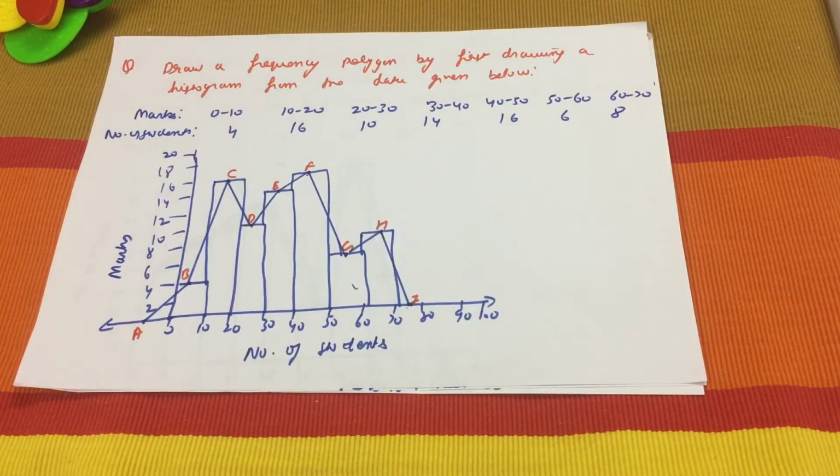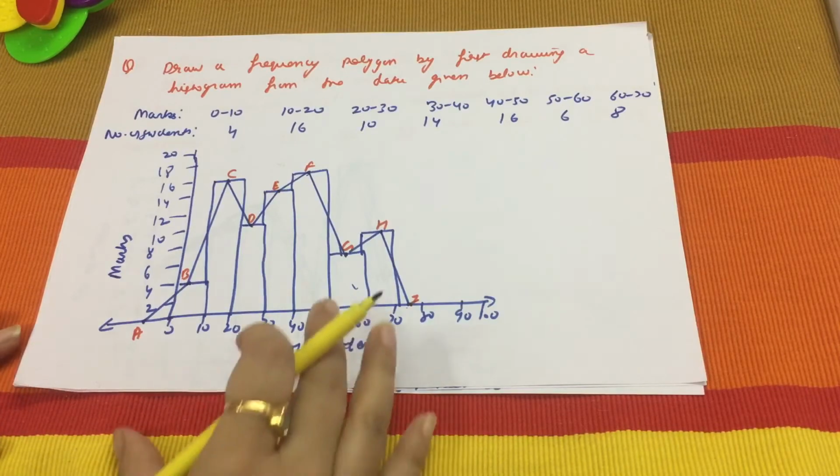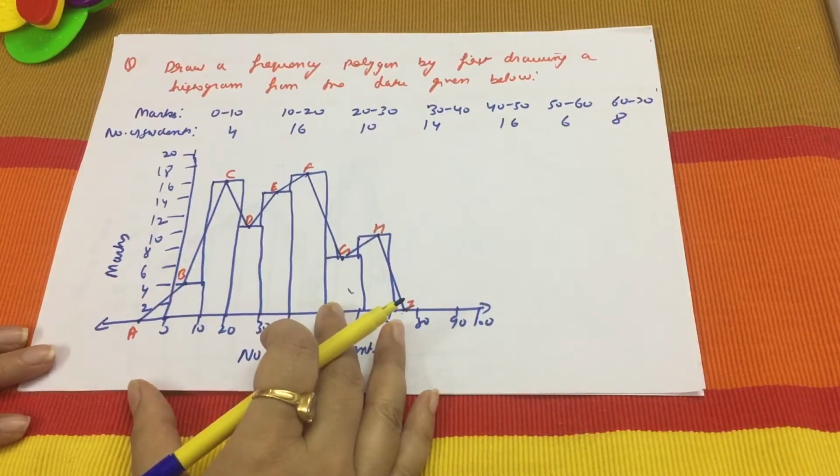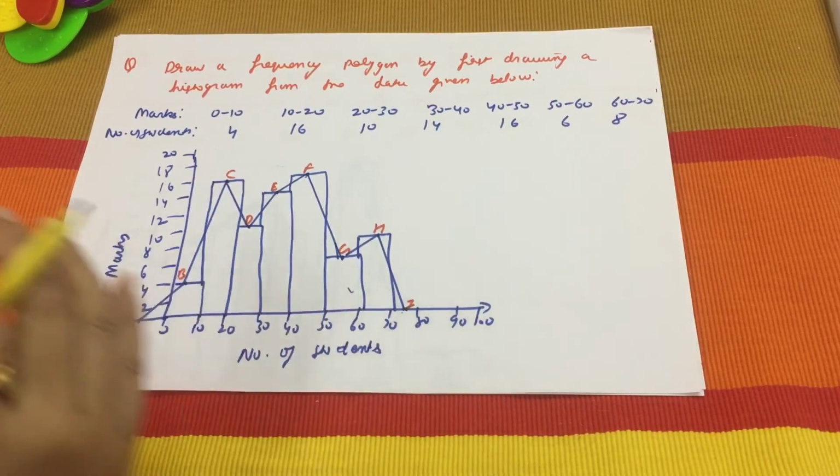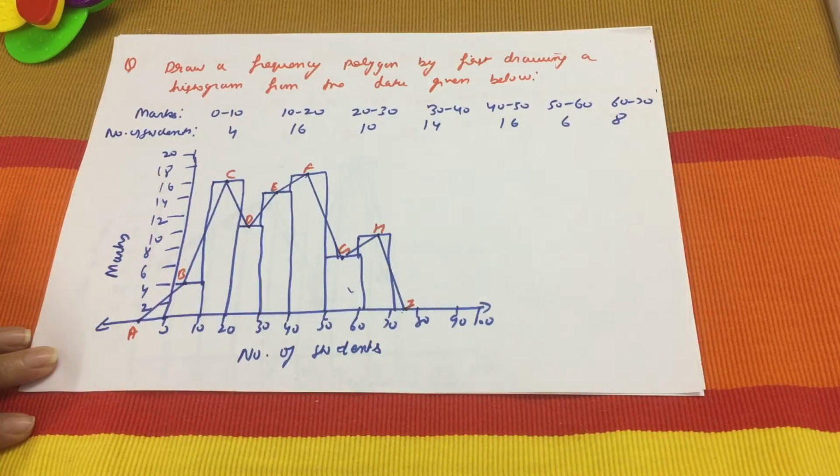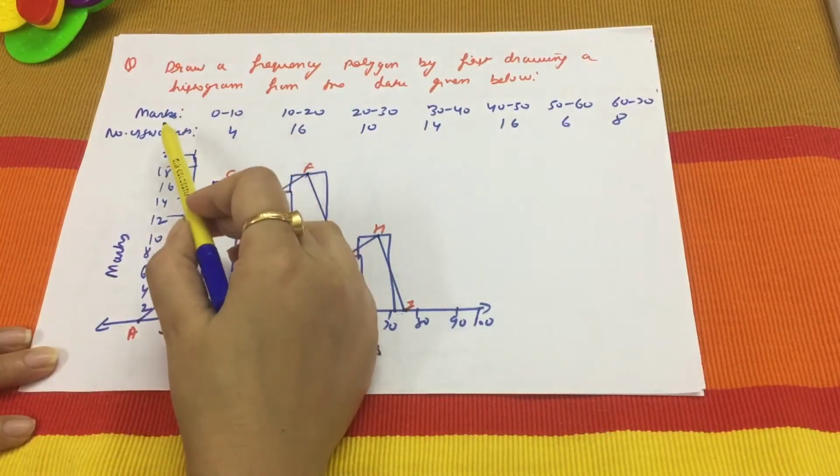Now the next concept is frequency polygon. So students, before going with the concept of frequency polygon, first we have to understand where do we use frequency polygon. Frequency polygon is used when we have to compare 2 or more frequency distributions where histograms cannot be used.